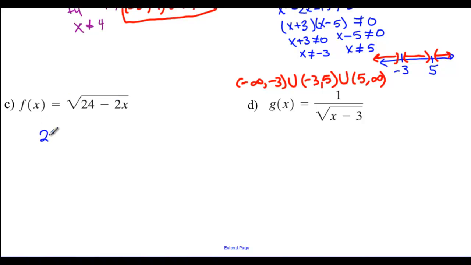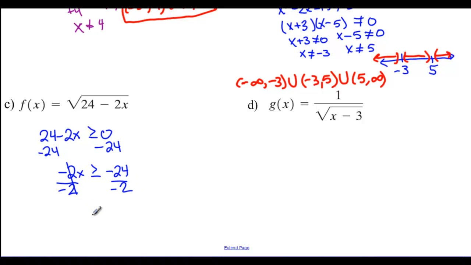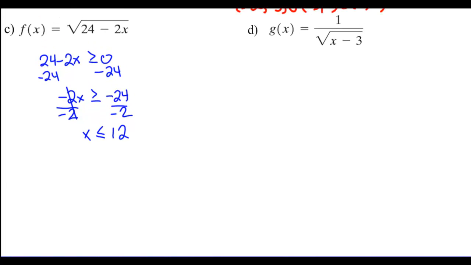So if we have that the 24 minus 2x is greater than or equal to 0, and we go through and solve, we're going to subtract 24 from both sides. So we're going to have negative 2x is greater than or equal to negative 24. And then we're going to divide both sides by negative 2. Hopefully you're going to have some bells and whistles going off right here. Because whenever we're dividing by a negative, that means we're going to flip our sign over. So we're flipping our sign over. So we're going to get x is going to be less than or equal to 12. So remember, flip your inequality signs whenever you multiply or divide both sides by a negative.